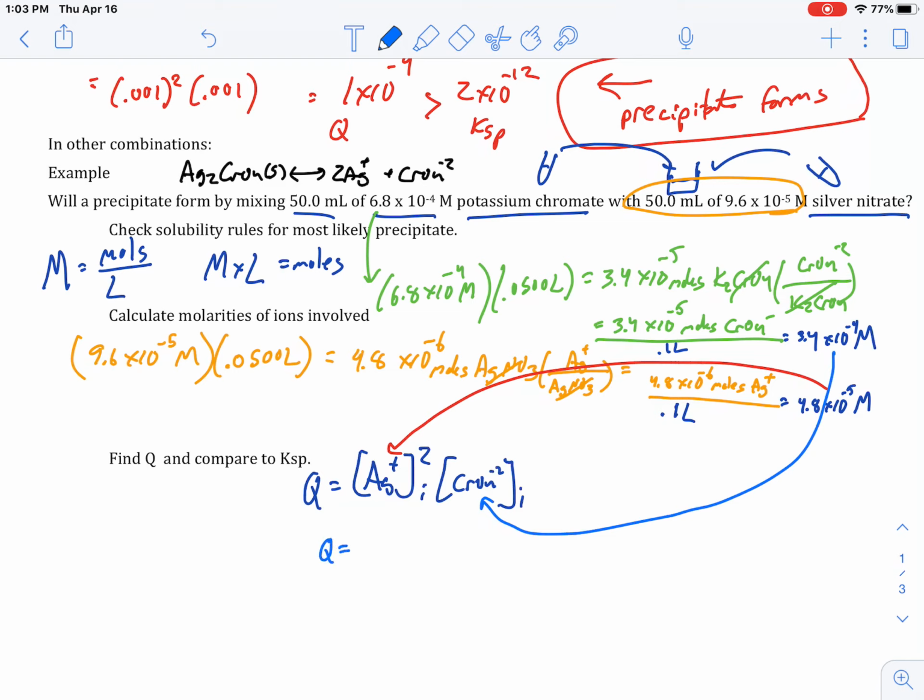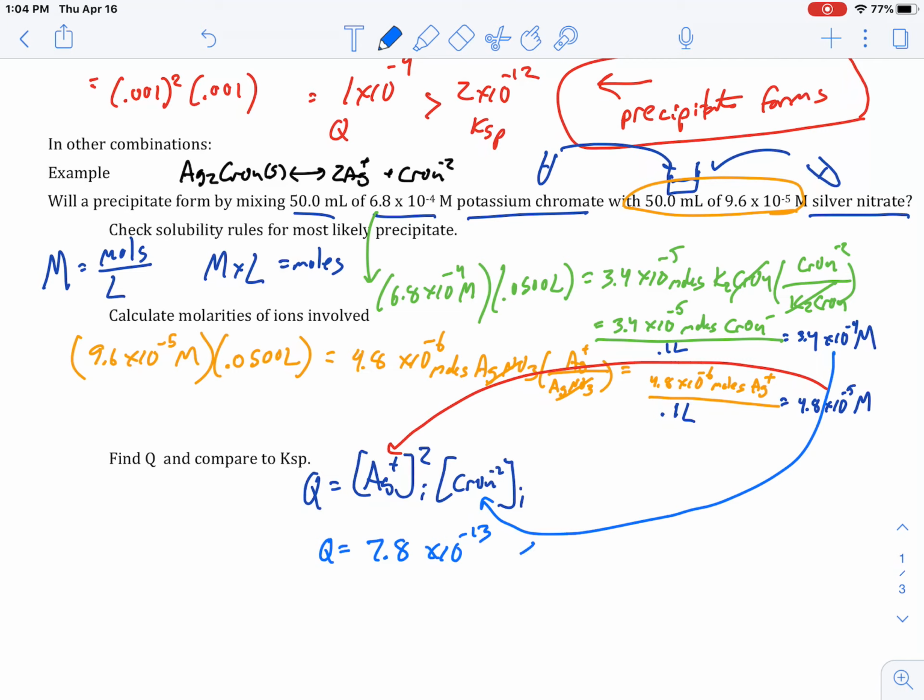All right, Q is equal to 5.5 times 10 to the minus 12. And nope, it's not. I misentered that. Let me recalculate that again. 4.8 times 10 to the negative fifth, square that, times 3.4 times 10 to the negative fourth. Okay, Q is equal to 7.8 times 10 to the minus 13.